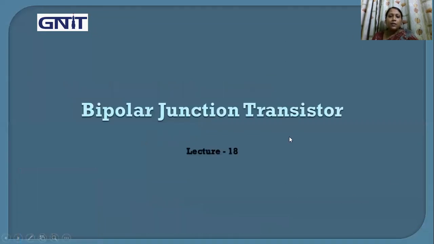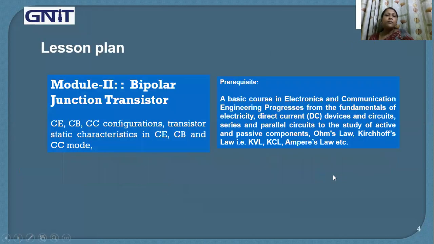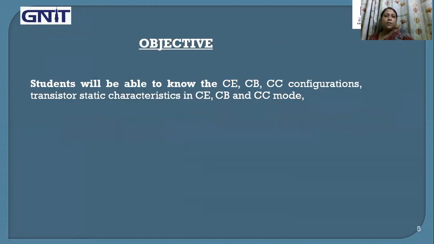This is lecture 18. This is module 3, device physics of bipolar junction transistor, physical mechanism, carrier distribution in forward active mode. And the last is origin of parameter in hybrid pi model, time delay factor, alpha beta cutoff frequency. So this is the lesson plan. This is the objective.